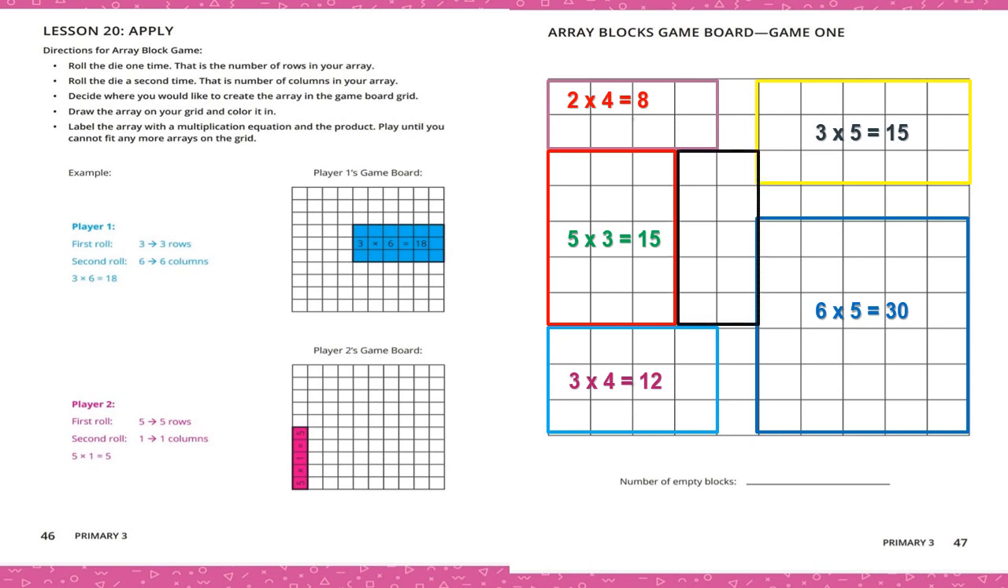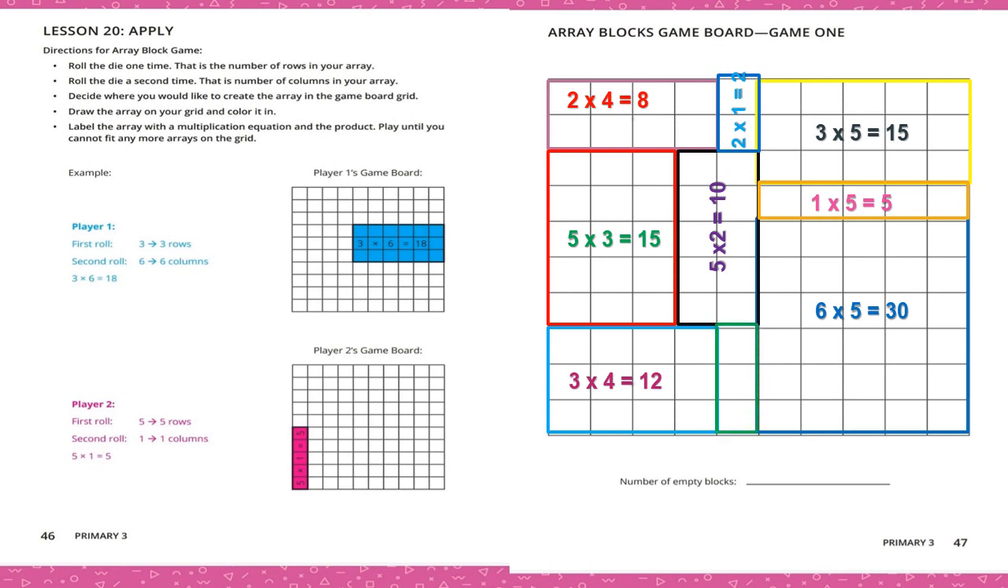This array, we have 5 rows and 2 columns. Then the multiplication equation is 5 times 2 equals 10. In this array, we have 2 rows and 1 column. Then we write 2 times 1 equals 2. We have here 1 row and 5 columns. Then we write 1 times 5 equals 5.